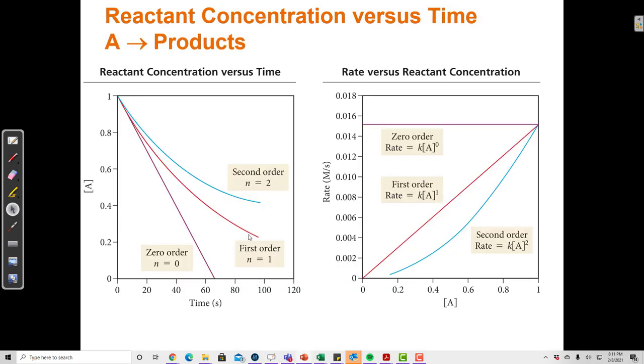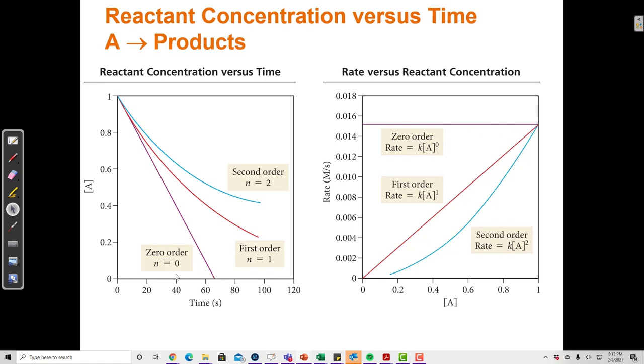So here's a couple of graphs that have reactions of different orders. On this axis here, we have the concentration. This reaction here is a really simple one. We have one reactant and it goes to products. It doesn't matter what the products are, because remember, when we're talking about the rate law, we're only concerned with the reactants. So we only have one reactant.